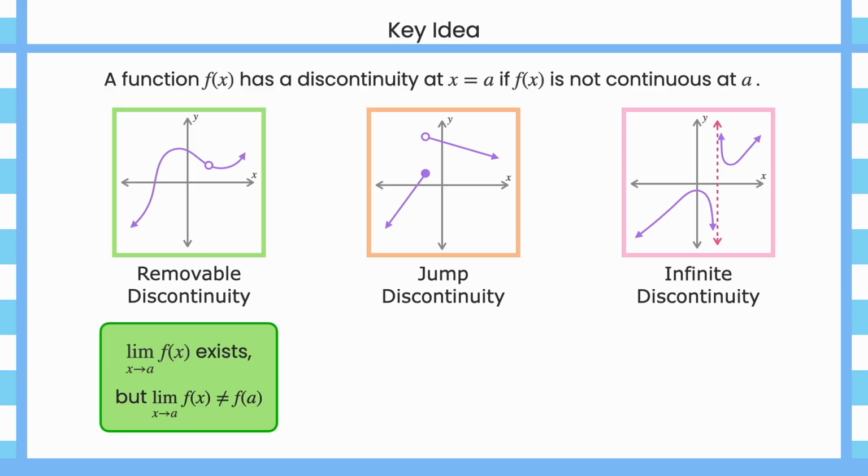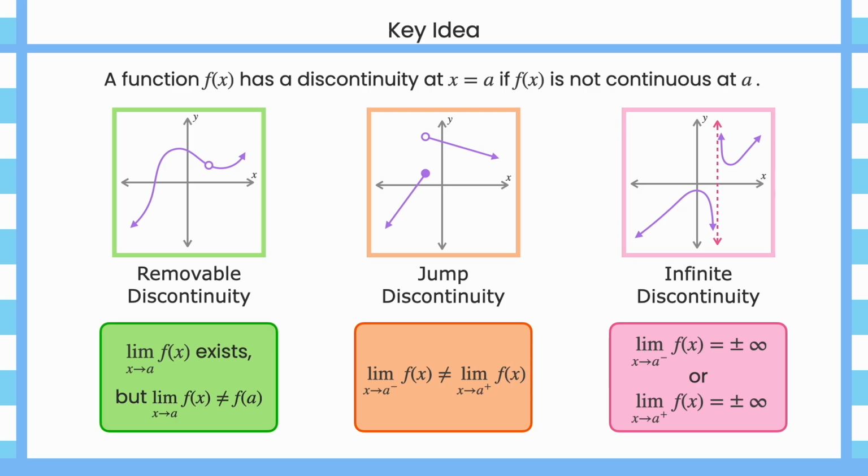A jump discontinuity happens if the left and right-hand limits are finite but not equal. In the graph, we can see the function approaching two different values from either side. Finally, we call it an infinite discontinuity when there is a vertical asymptote in the graph, and so the function approaches positive or negative infinity as x approaches the asymptote from either the left or right-hand side, or both.